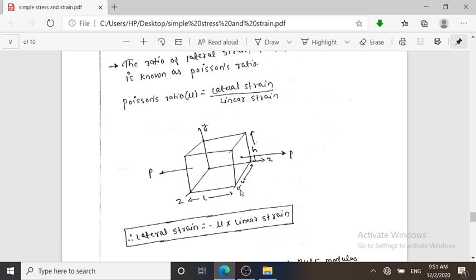Now here the question comes, why minus? My dear friends, I have told you that when you apply the tensile load on the x-axis, then there must be a decrease in length along the y-axis or z-axis. The y-axis and z-axis is nothing but the lateral direction, that is lateral strain. So a decrease in length indicates minus. So minus mu into linear strain. Here linear strain we can also write as longitudinal strain.